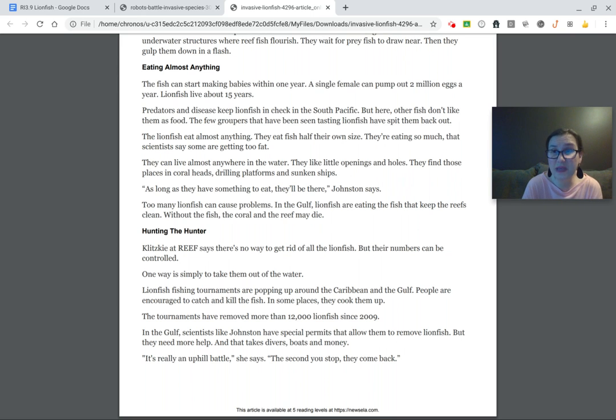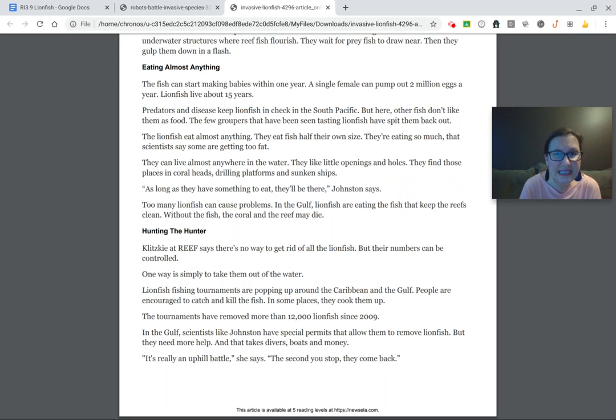Boy, it sounds like this is a big problem, and they've told me all the ways that this lionfish could be a problem. So my thinking right now is, what are they going to do to solve this problem? Let's keep reading. Hunting the hunter.